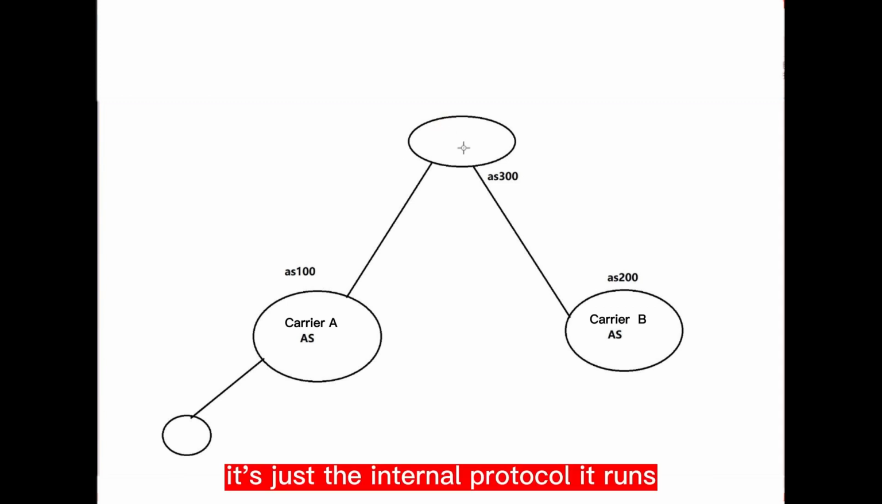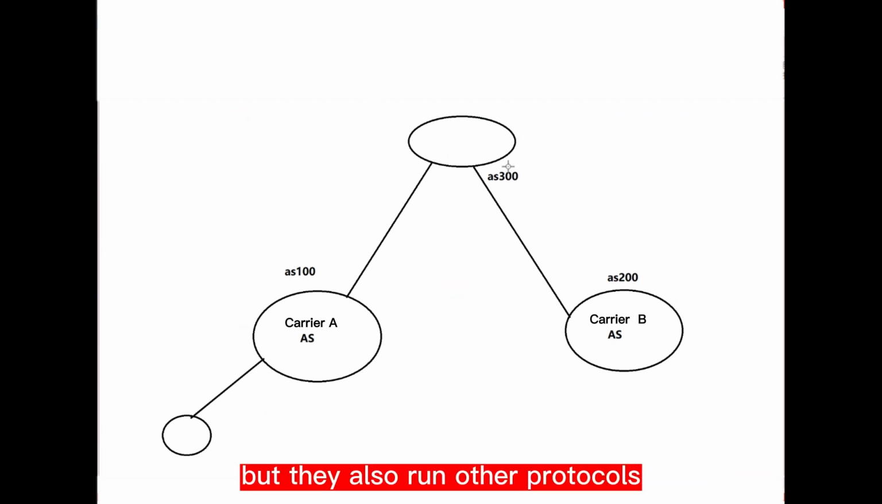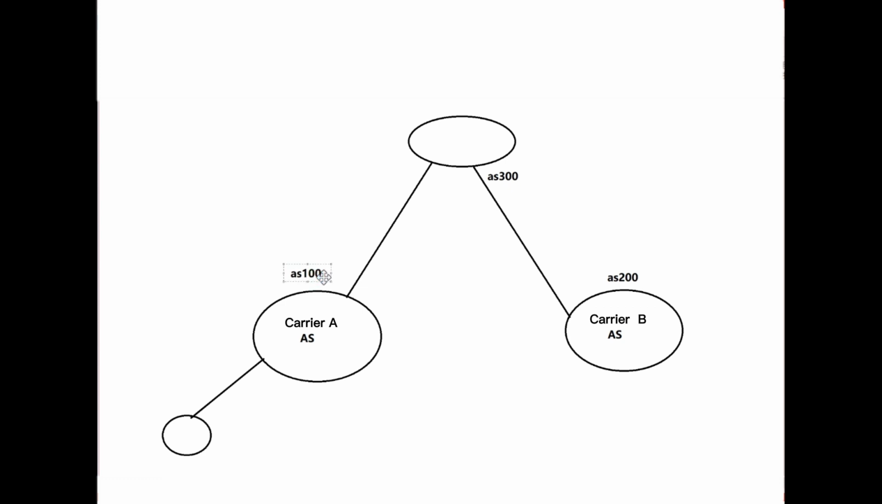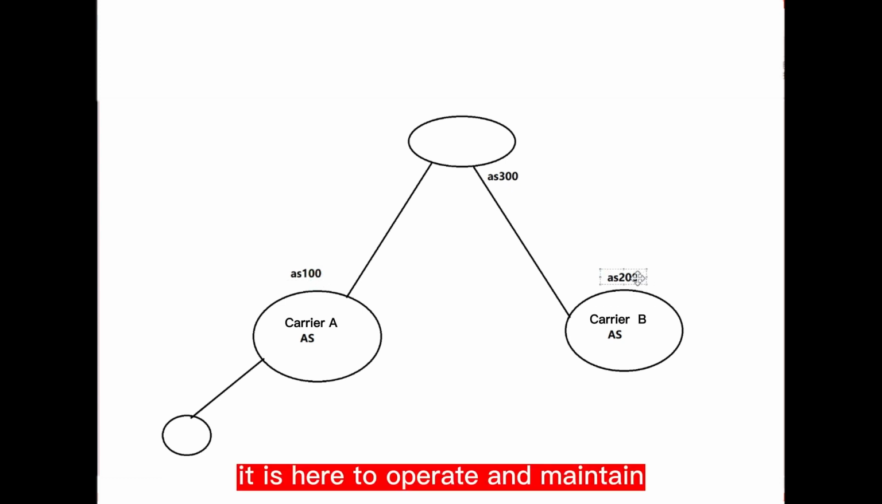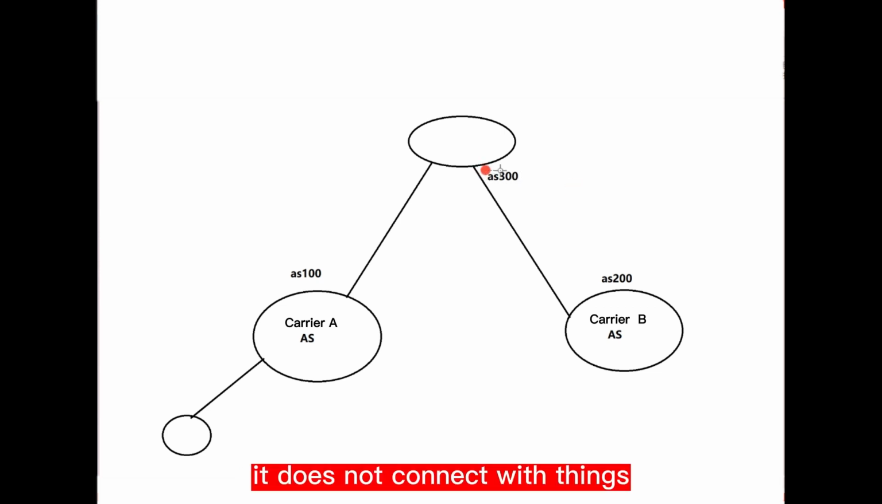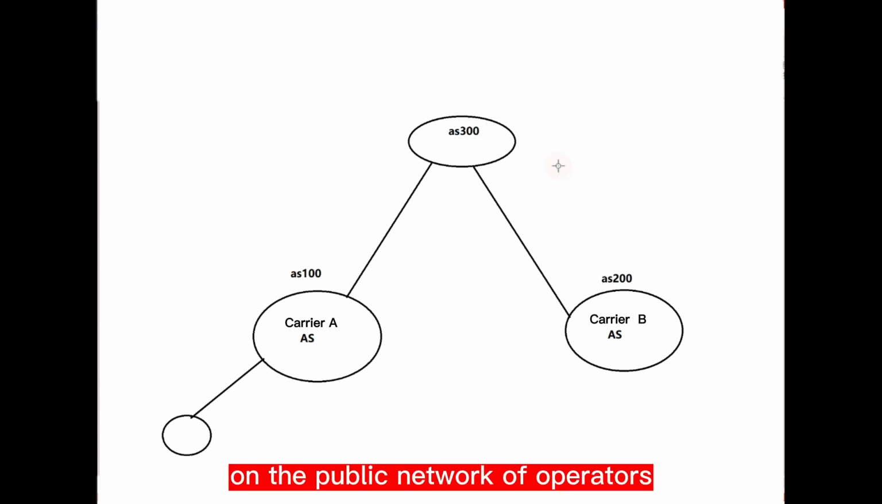It's just the internal protocol it runs, basically the same as ours, all in one AS. But they also run other protocols. These will be put in NP. Now there are 5 or 6 routers in the enterprise here to operate and maintain. Then this is actually a private AS only. It does not connect with things on the public network of operators.